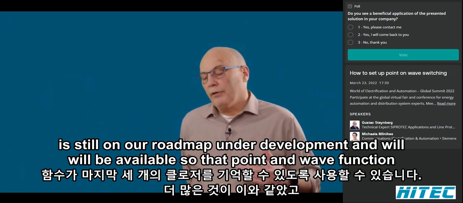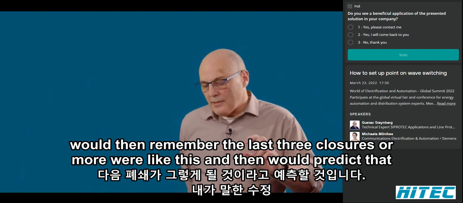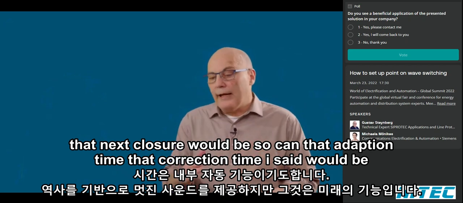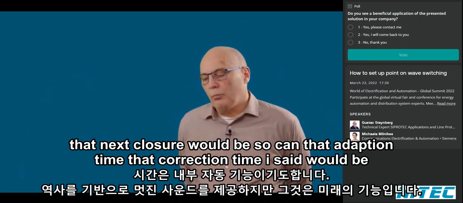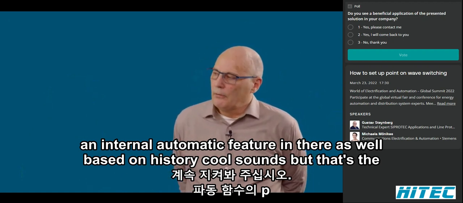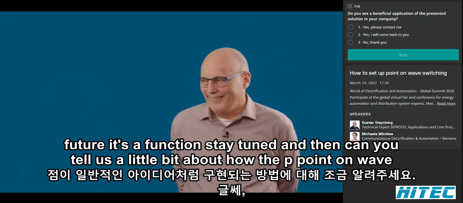So the point-on-wave function would then remember the last 3 closures or more were like this, and then would predict that the next closure would be similar. So that adaptation time, the correction time I mentioned, would be an internal automatic feature in there as well, based on history. Cool. Sounds interesting. But that's a future function. Stay tuned.